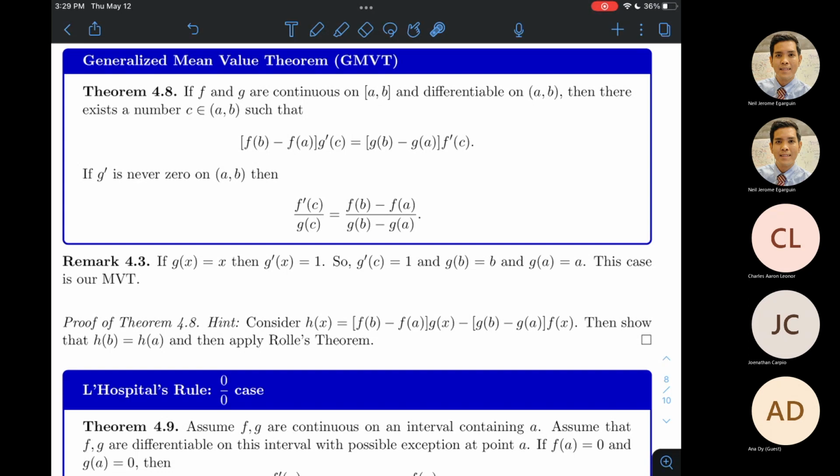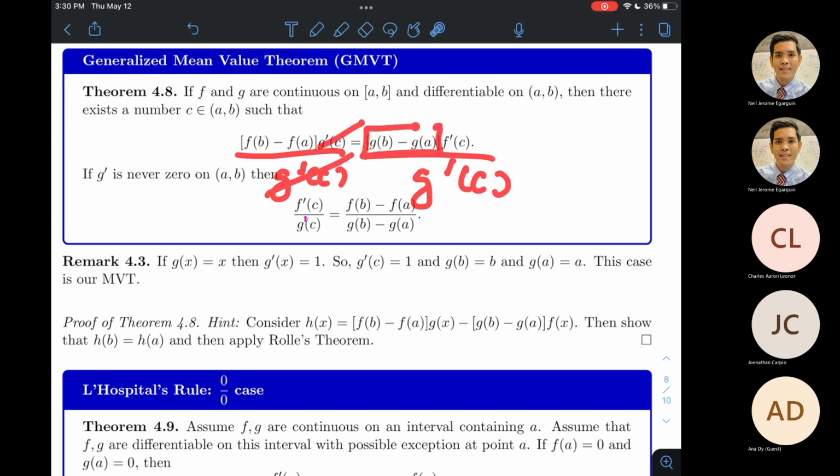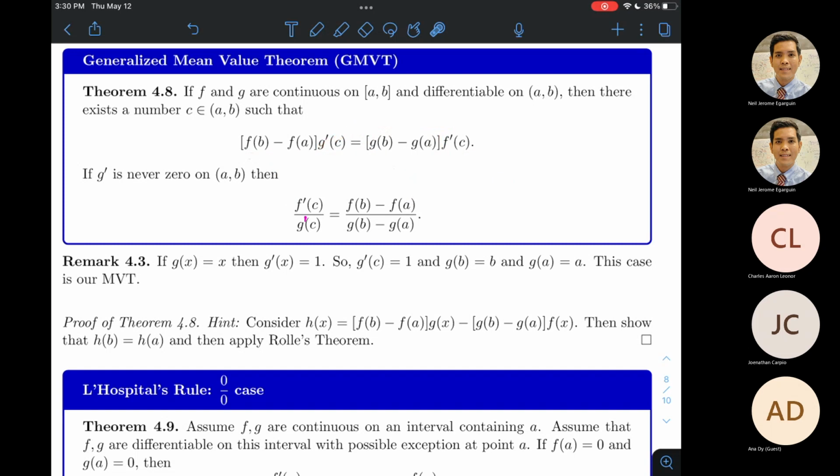mag-divide both sides by... actually, double check ko nga kung sufficient na si g prime lang yung never 0. Kasi typo ito, dapat ay g prime. Kasi ang gagawin ko ay divide ko both sides by g prime. So ito ay magkakaroon ng g prime, ito ay magkakaroon ng divide g prime of c. Okay, so maka-cancel ito. Tapos magdi-divide pa rin kasi ako ng g of b minus g of a.